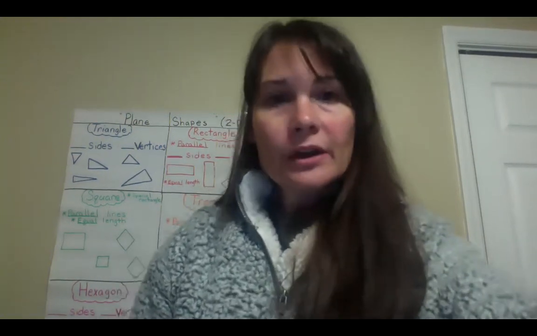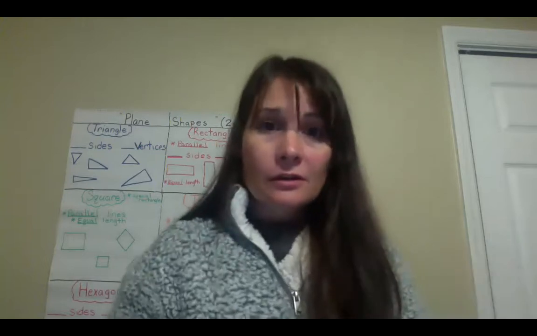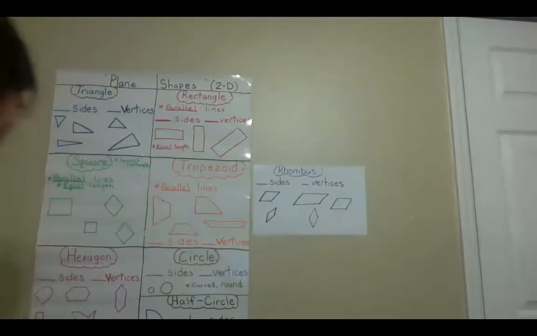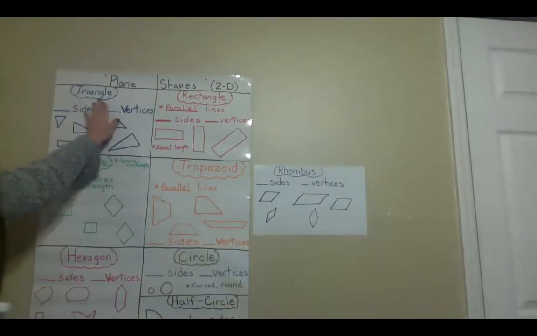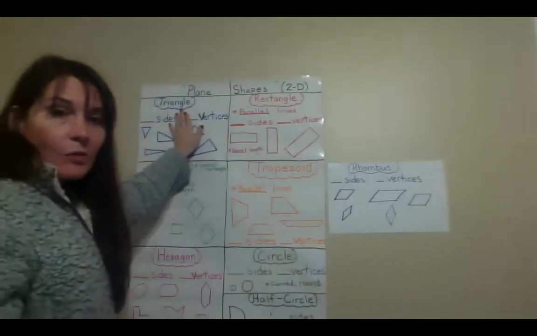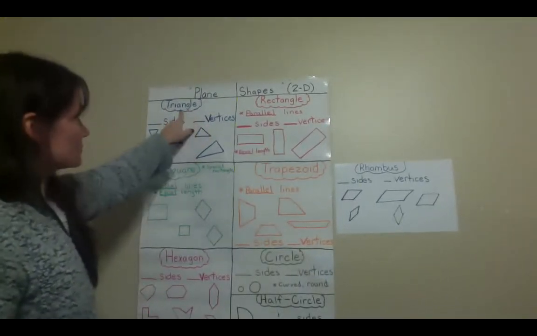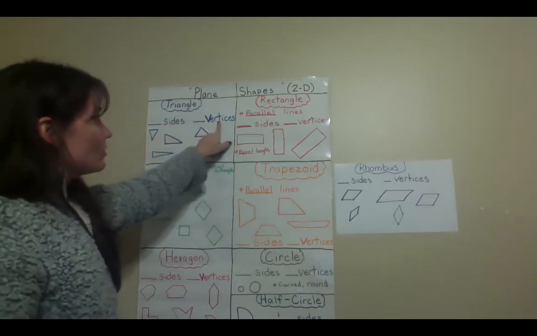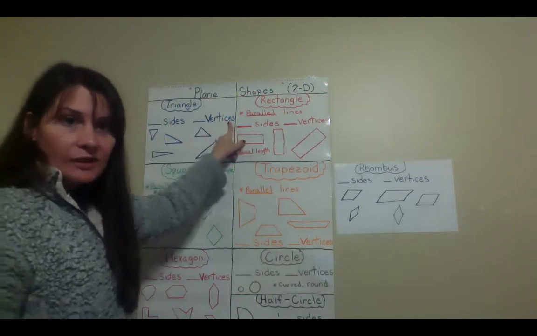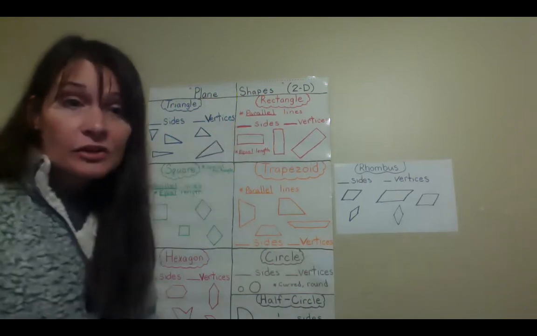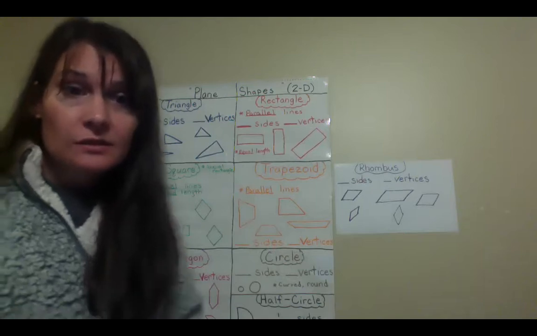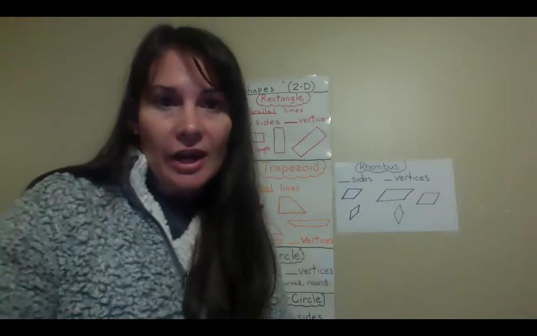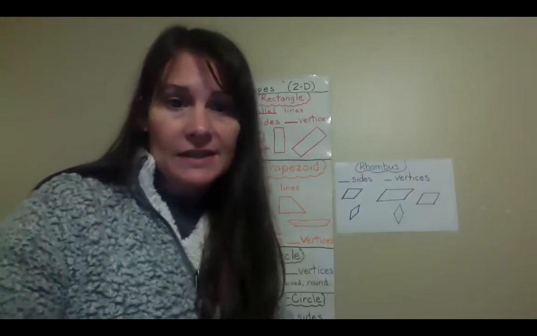Let's go ahead and look at our first plane shape. So on my chart, I have here triangle. I want you to think about a triangle. How many sides and how many vertices does it have? That's a tricky word. Vertices means corners. We talked about corners in our video. When we're talking about shapes, we call those corners vertices.